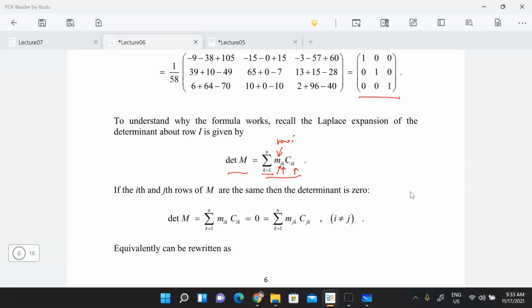Now suppose for some reason you have your i and j rows of M to be the same, then you know the answer to this equation. If i and j rows are the same here, then your determinant has to be equal to 0.